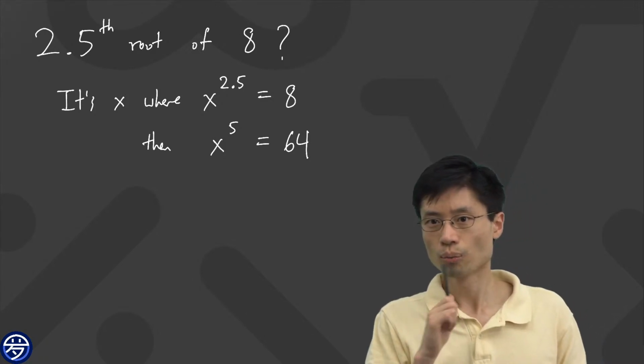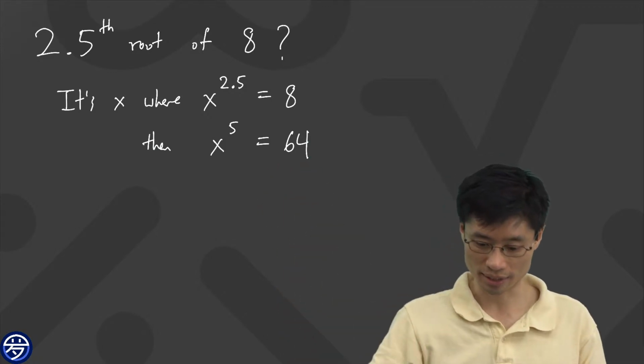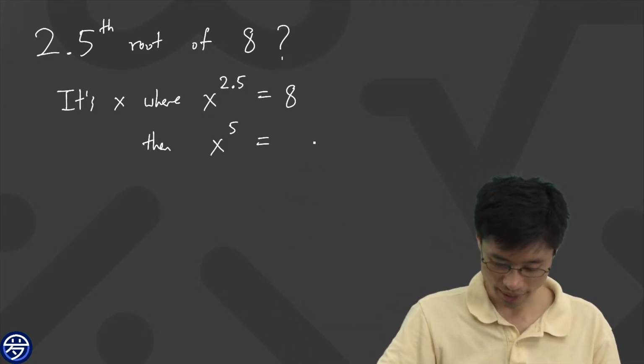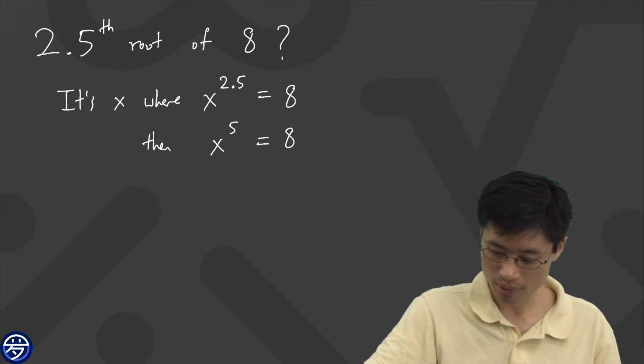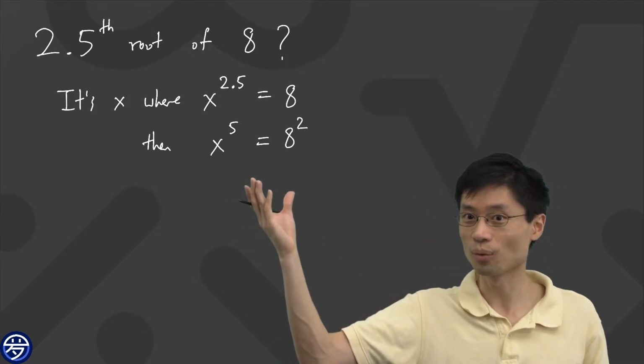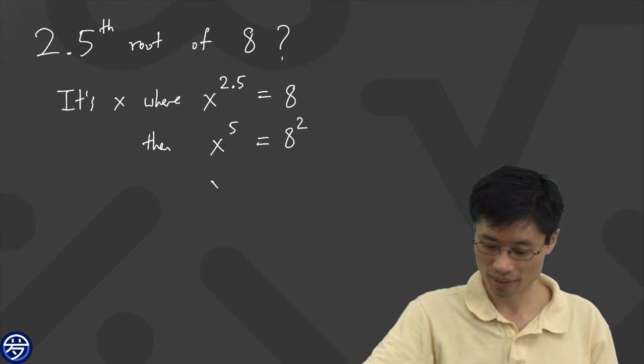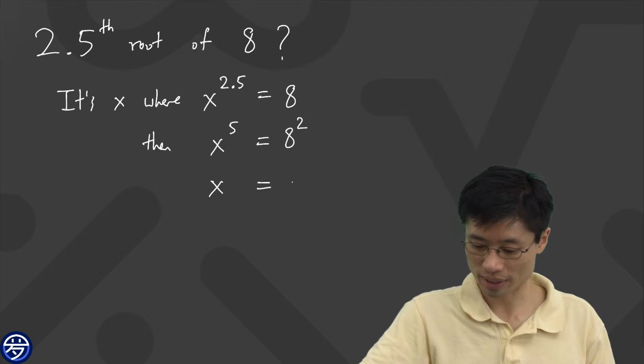So what I should actually say though is, how did I get that 64? The way I got that 64 is 8 squared. Is that okay? So now what I want is I want to know what's the fifth root of 8. That's what I'll be looking for here. The fifth root of 8, what's that?